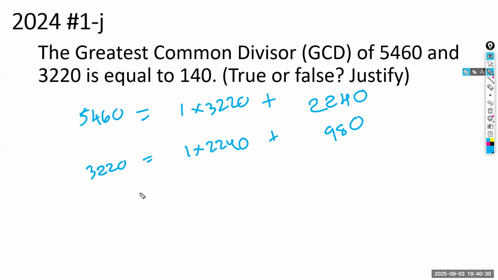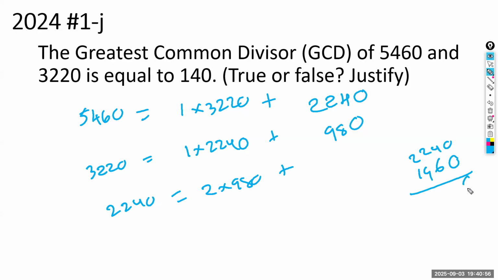Anyone got the answer? You need to do it fast. Anyway, you get plenty of time for these papers. Usually time is not an issue. Right, so now you can write 2240 as 2 times 980 plus 280.